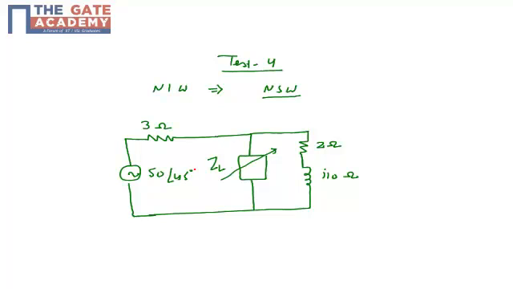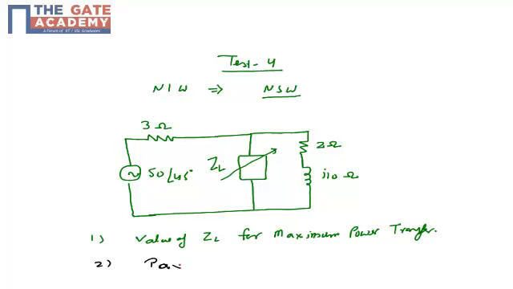So we need to calculate two things, a linked data question. The first problem is to find the value of ZL such that maximum power is transferred, the value of ZL for maximum power transfer. And the second problem is to calculate the maximum power that can be transferred.